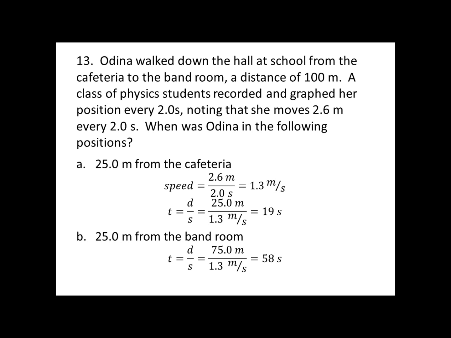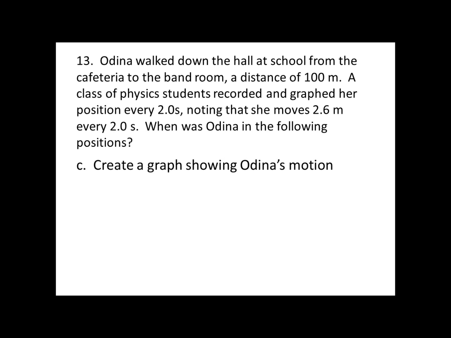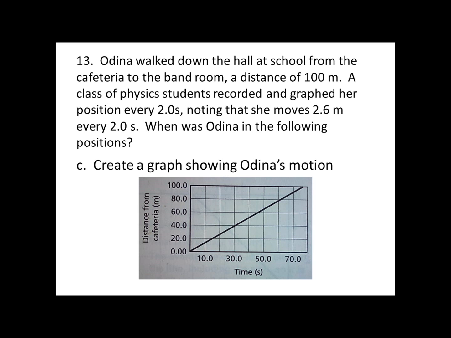Now, in part B, 25 meters from the band room means that Odina has walked 75 meters. So I switch up my distance from 25 to 75. Divide by the 1.3, and I get 58 seconds. Now let's take a look at that graph showing Odina's motion. Here we go. So the distance from the cafeteria is our position, and we see that it starts at 0, and it's a nice straight line all the way up to 100 meters away. That's when she reached the band room.